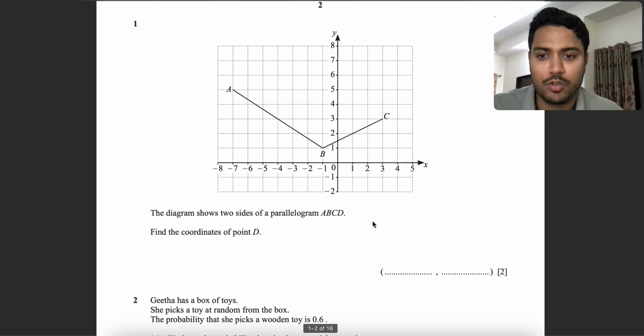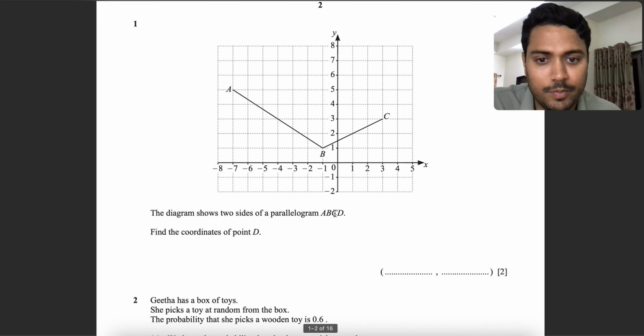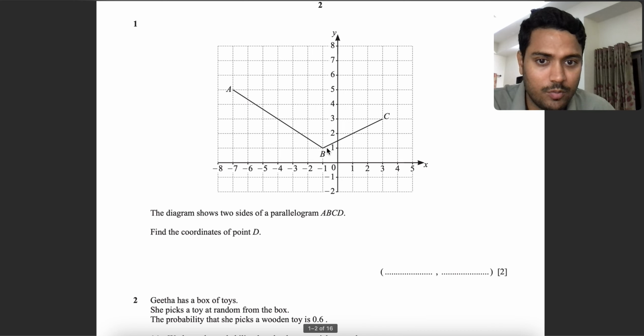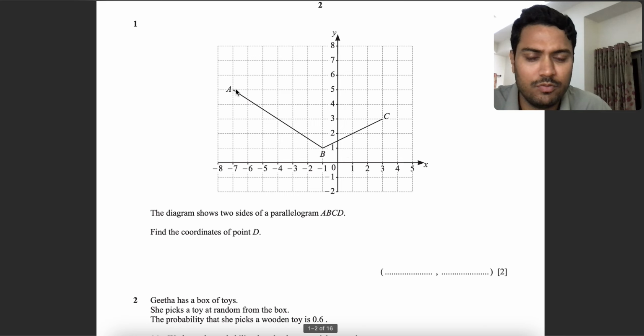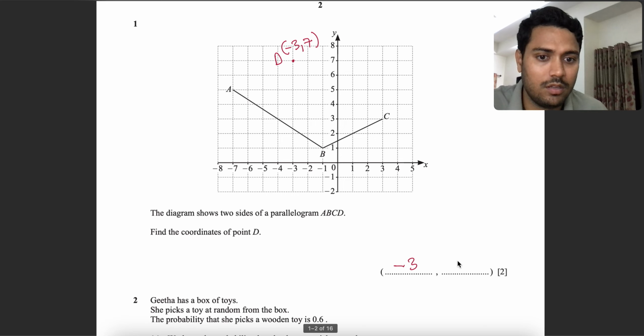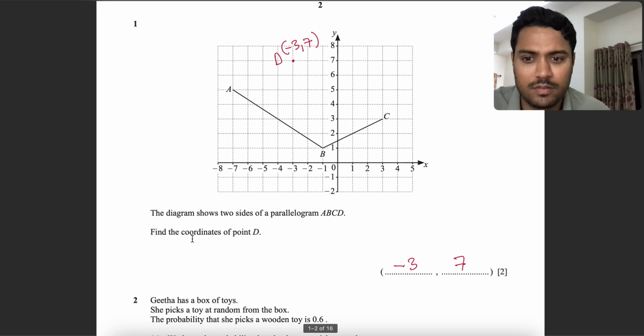Yeah, question number 1, it says the diagram shows two sides of a parallelogram A, B, C, D. Find the coordinates of D. So it's a parallelogram. B to C is how many units? 4 units to the right, 2 units upwards. So from A to D it will be 4 units to the right, 2 units upwards here. So this is going to be minus 3 comma 7 for point D. So minus 3 comma 7.